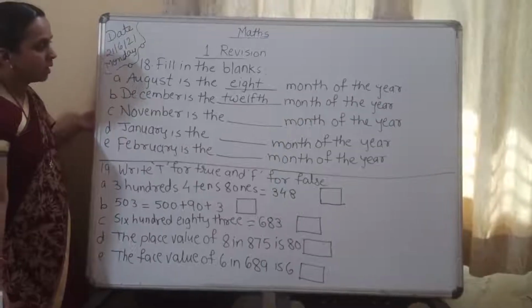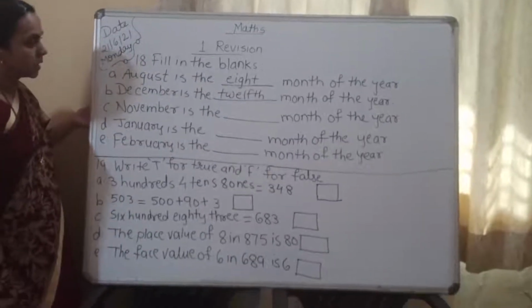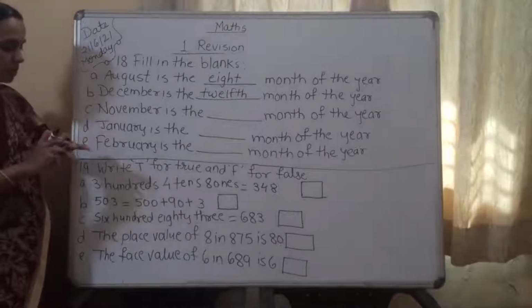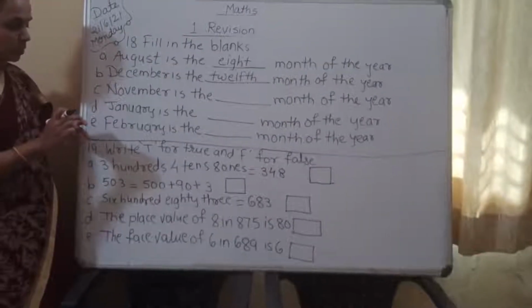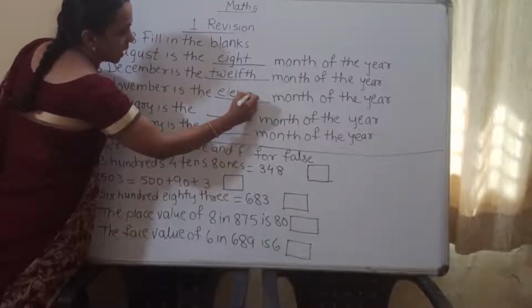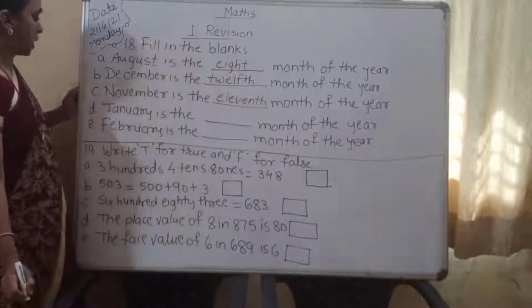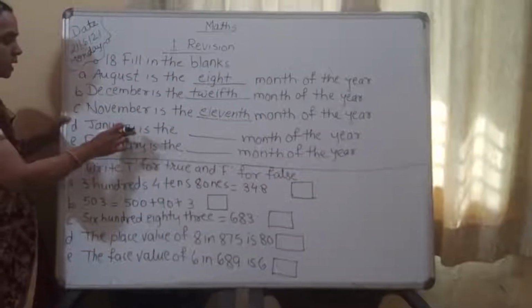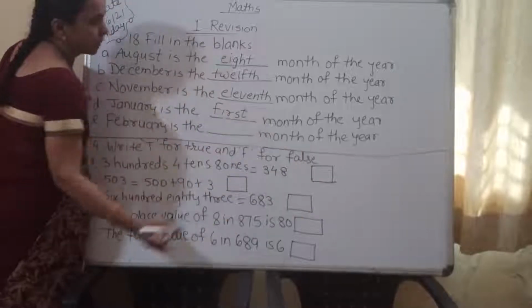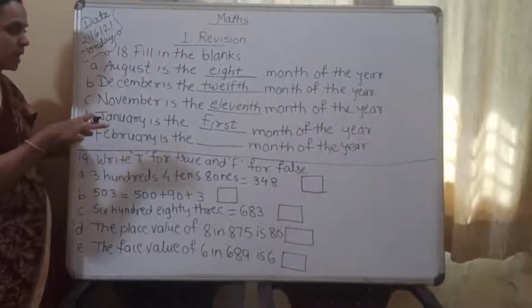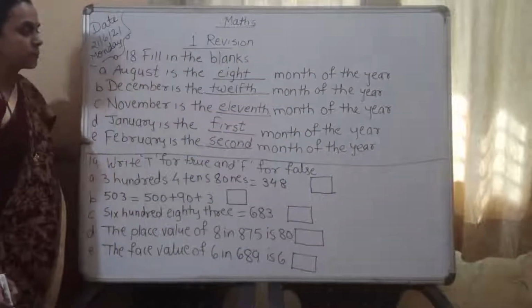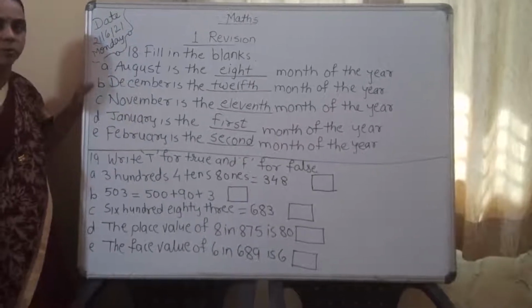Now see, November is the dash month of the year. January, February, March, April, May, June, July, August, September, October, November. November is the 11th month of the year. So you write down here the spelling of 11th. Okay. Then the question is: January is the dash month of the year. January is the first month of the year. Now see, February is the dash month of the year. February is the second month of the year. So in this way, we have to write down the answer.